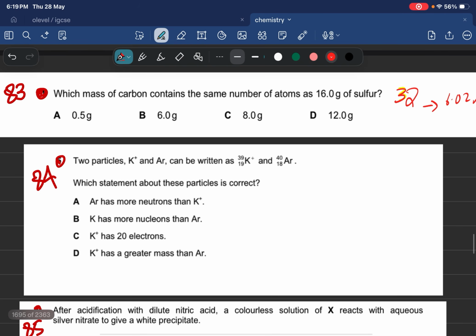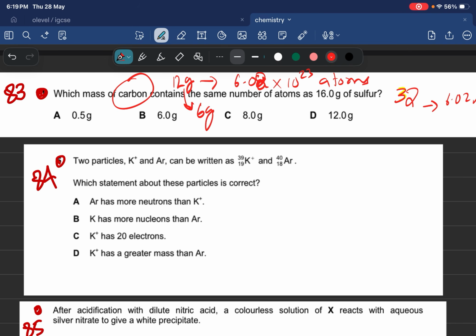So you got half the mass number of carbon. In 12 grams of carbon, you're going to have 6.02 into 10 raised to power 23 atoms of carbon. Okay, so if you half it, you bring it to 6 grams, you're going to have half the number of atoms, because for sulfur you are halving the mass number. For carbon as well, you need to half it. That's going to be in 6 grams.